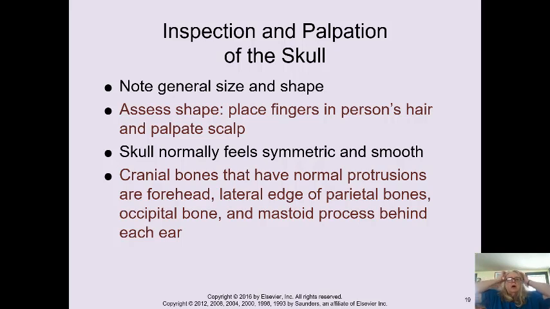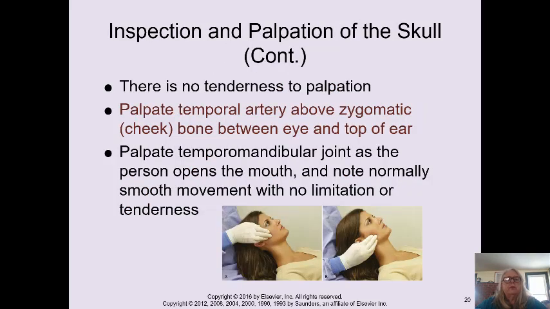You're looking for symmetry. Symmetry is the most important thing. You're looking for any protrusions or abnormalities. You don't do a complete inspection per se, like searching every inch, because hopefully they already know if something's not right for them.